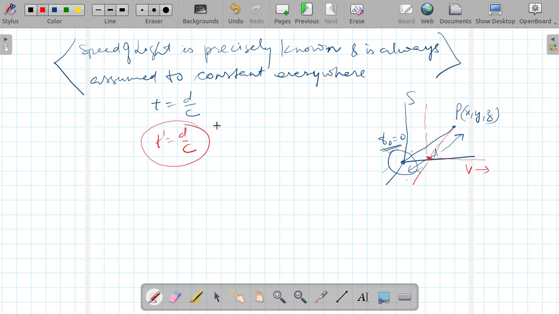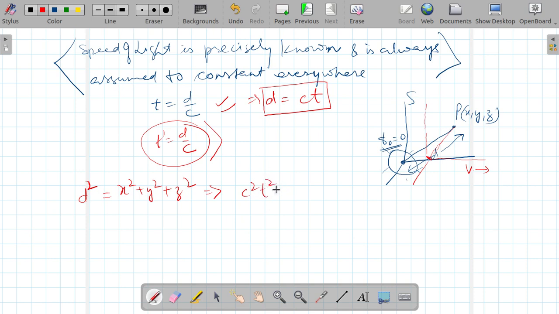I come back to this point later on, but first of all, let me talk about it. So that means this distance is equal to ct. But if I apply the distance formula, x square plus y square plus z square is nothing but d square. And this d is nothing but ct, so c square t square is equal to x square plus y square plus z square.